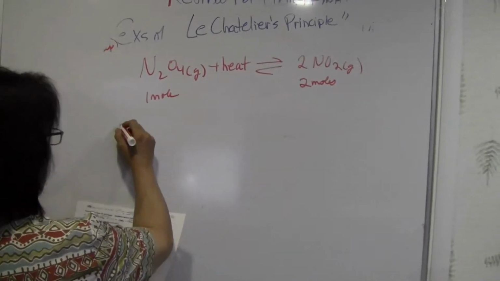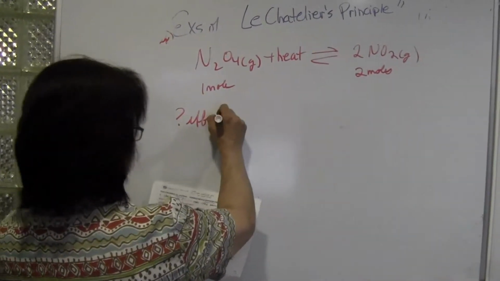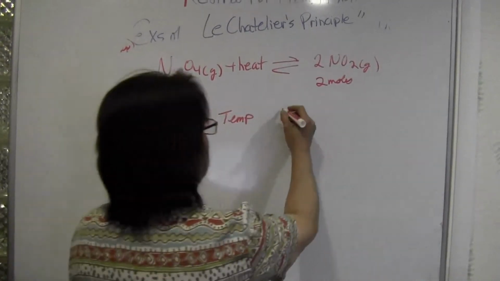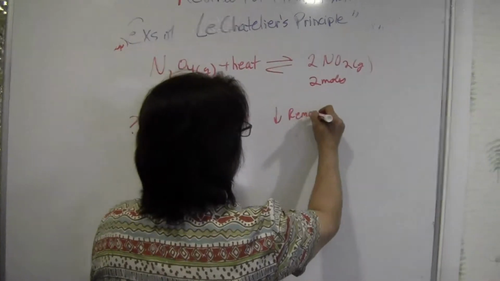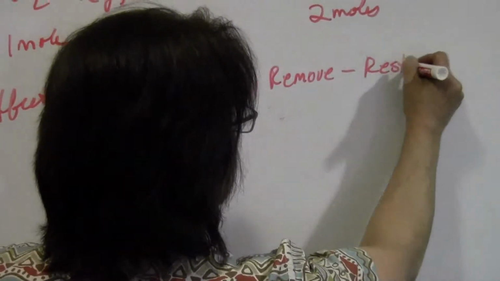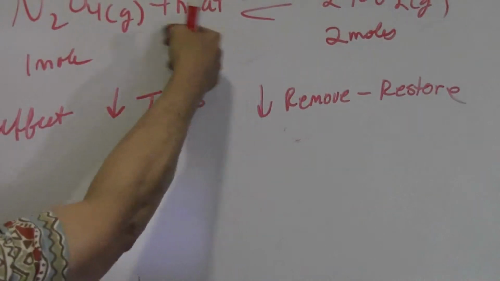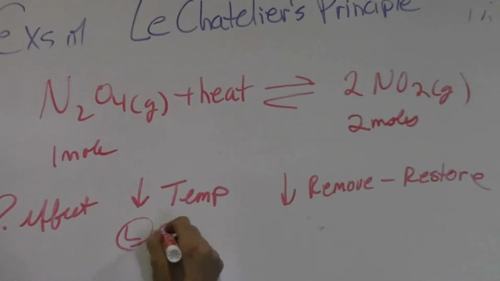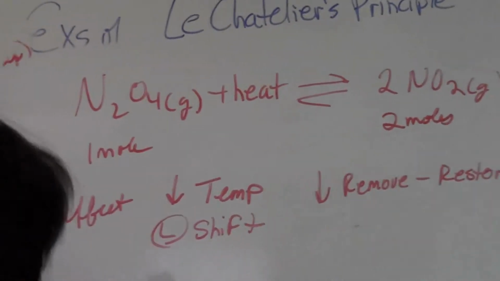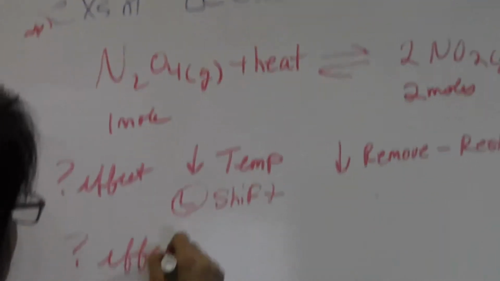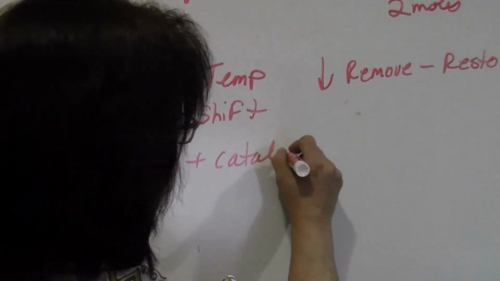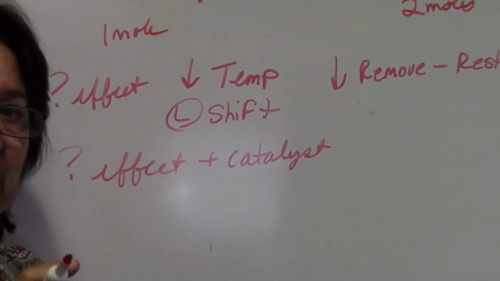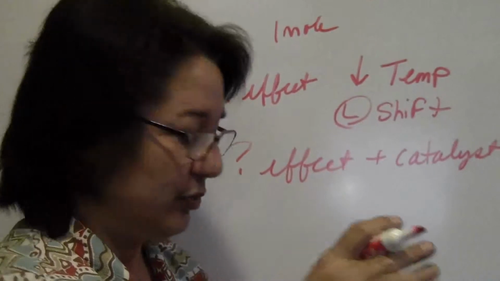The question: what's the effect on equilibrium if you decrease the temperature? Remember, if you're decreasing, it's remove, restore. So if I remove something from this side, it's got to shift left to restore. So that's a left shift. Next question, what is the effect if you add a catalyst? Remember, catalysts speed up a reaction, but they have no effect on the concentrations at equilibrium.